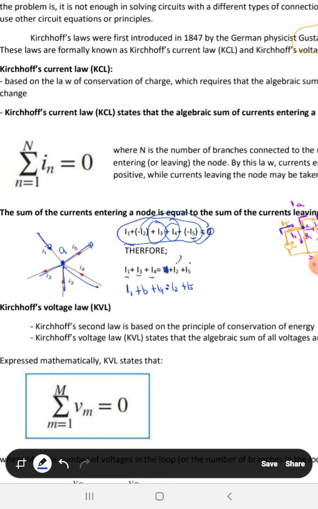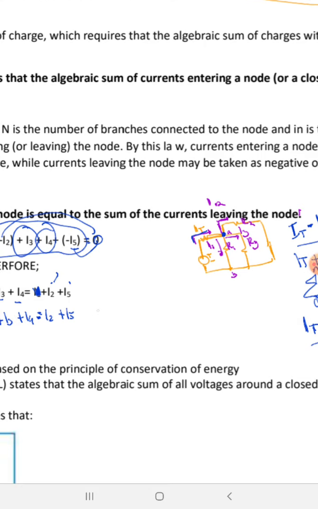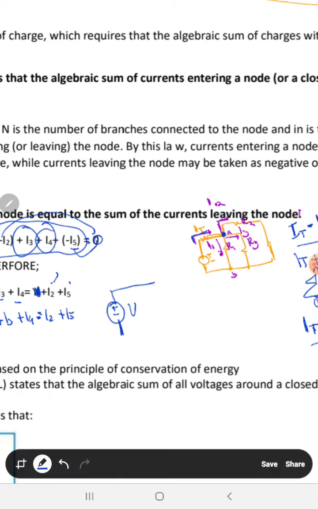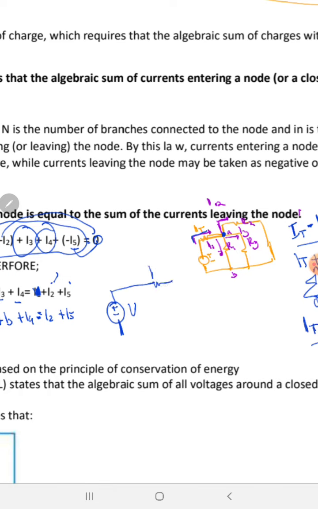So, take note Sir, paano din yung direction ng current ko? Kung walang circuit. Sabihin natin, nagbigay ka ng circuit. Ito, positive, negative, V. Yan. And then, I have, let's say, R1, R2, R3.